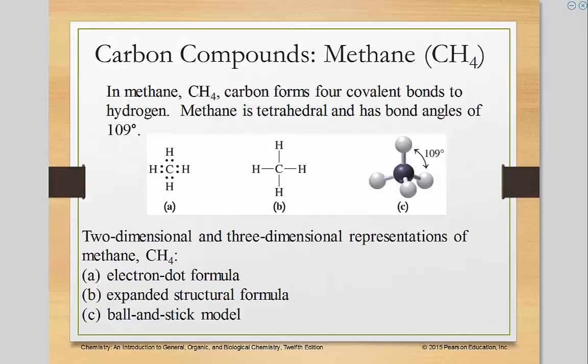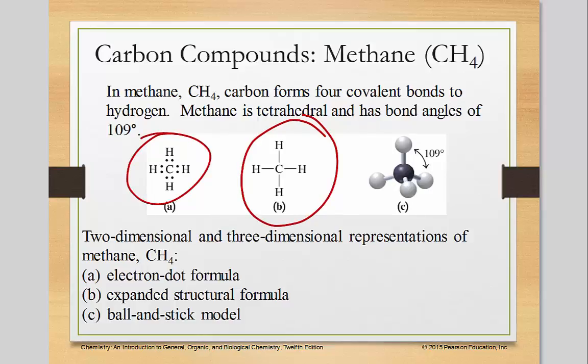Methane is one example. This is written as the electron dot. Here's the expanded structural formula. And this is what we call ball and stick. That's where you actually make models in the lab. And in every single one of these pictorial demonstrations, there are 4 lines coming off of it. They all have 4 bonds coming off of it.